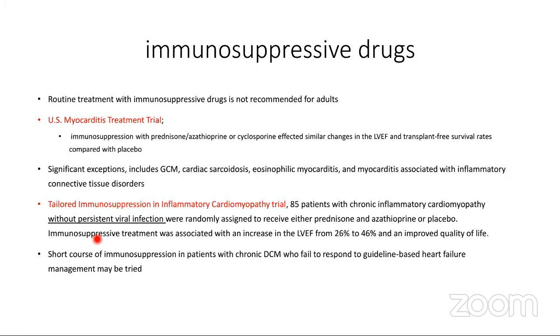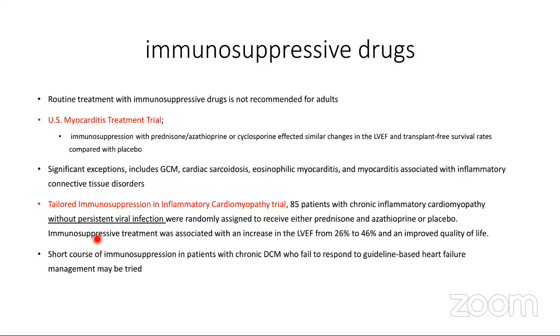Immune-suppressive drugs are reserved for specific exceptions, including giant cell myocarditis, cardiac sarcoidosis, eosinophilic myocarditis, or myocarditis associated with inflammatory connective tissue disorder. However, in a relatively recent trial, the tailored immune suppression in inflammatory cardiomyopathy, despite having only 85 patients, they tested who would be the responder to the immune-suppressive drug. They found that the virus-negative patients showed an increase in the ejection fraction from 26 to 46, which is a great improvement, and the quality of life improved in this trial. However, ongoing or further trials are needed to confirm this data.